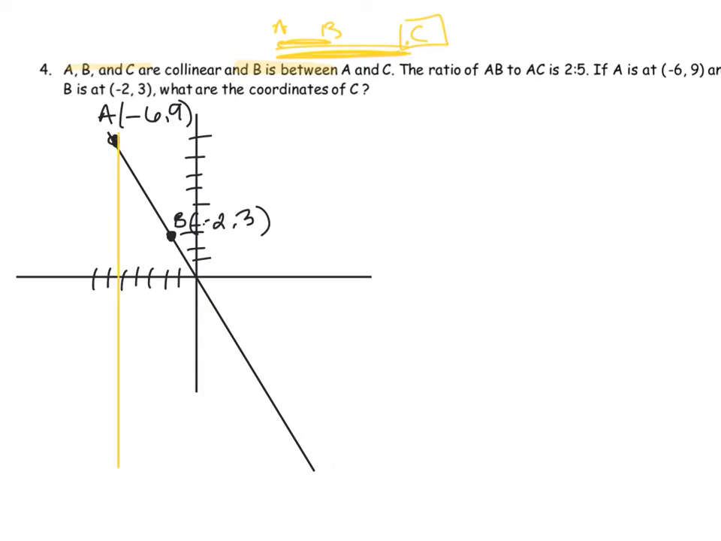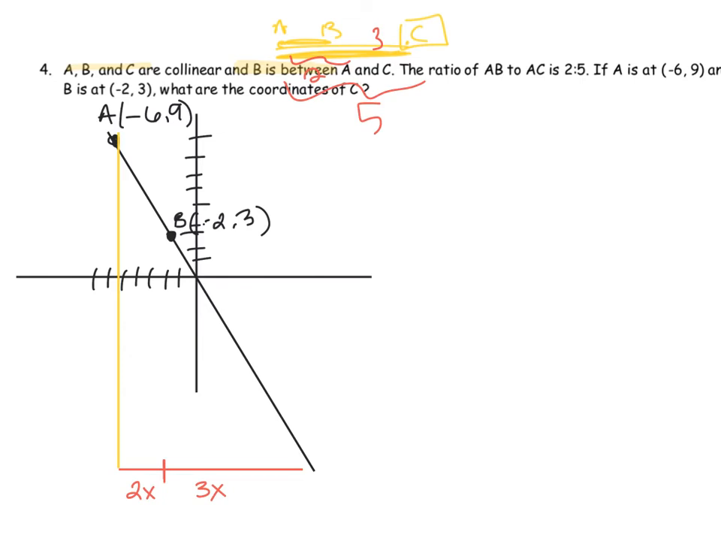My horizontal is here. And I need to figure out how to cut each of these. But I know that B is 2 out of 5, so that if the whole thing is 5, and this is 2, that must mean that the BC portion is 3. So I'm thinking that this would be my 2x and this would be my 3x.